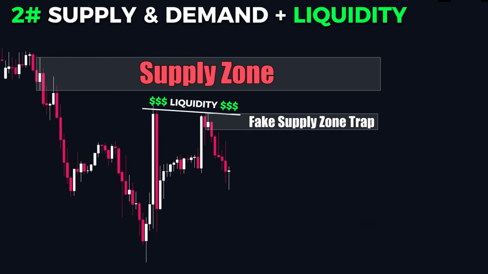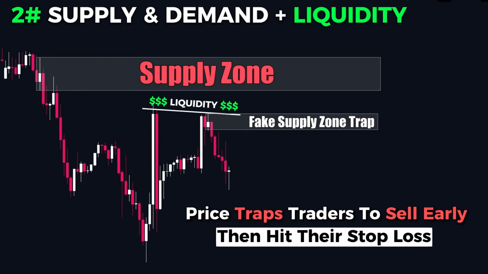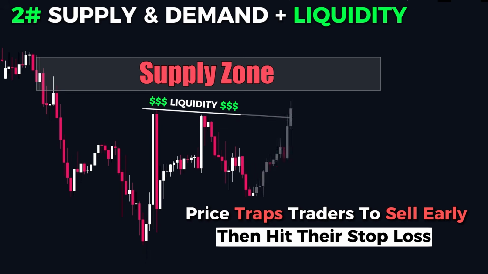What often happens is price induces sellers into the market by showing a reaction from the zone, only to push slightly higher and take out those equal highs before making the true downward move. This is what we call an inducement.